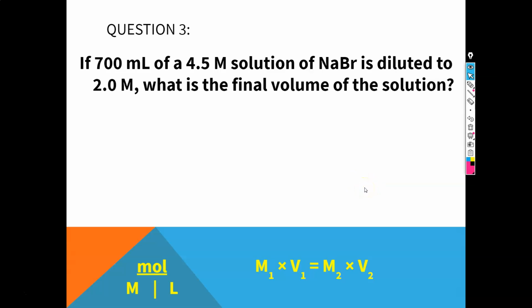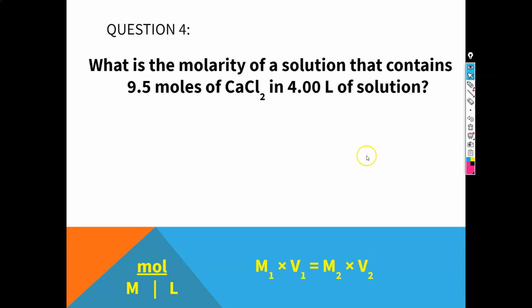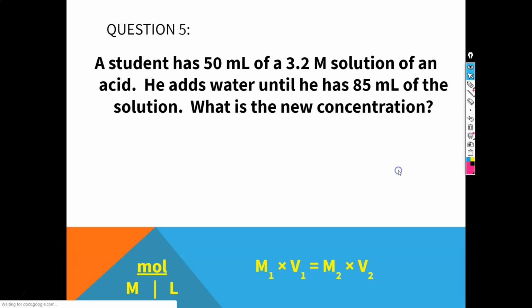If 700 milliliters of a 4.5 molar solution of NaBr, sodium bromide, is diluted to 2.0 molar, what is the final volume of the solution? Okay. Question 4. What is the molarity of a solution that contains 9.5 moles of calcium chloride in 4.00 liters of solution? Question 5. A student has 50 milliliters of a 3.2 molar solution of an acid. He adds water until he has 85 milliliters of the solution. What is the new concentration?